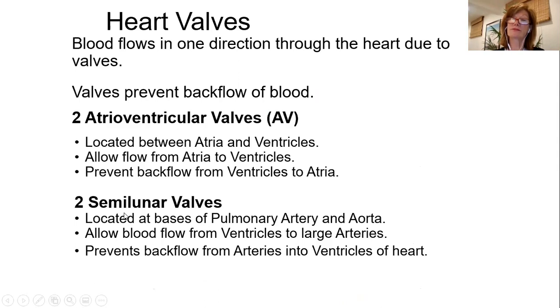So the semilunar valves located in the base of that pulmonary artery and aorta, the large arteries that carry blood away from the heart, are there to allow the blood to flow from the ventricles into those large arteries, but not in the opposite direction. It prevents backflow of blood from those large arteries back into the ventricles.